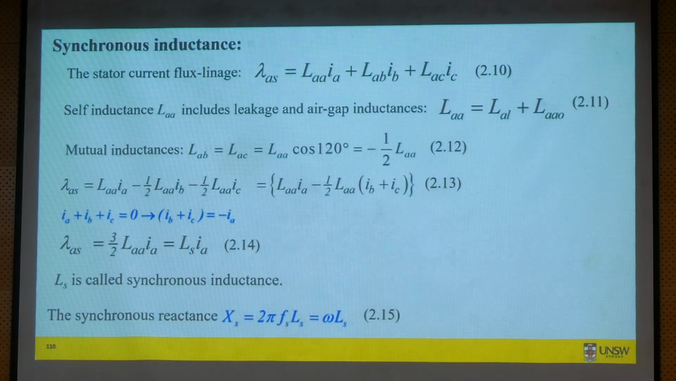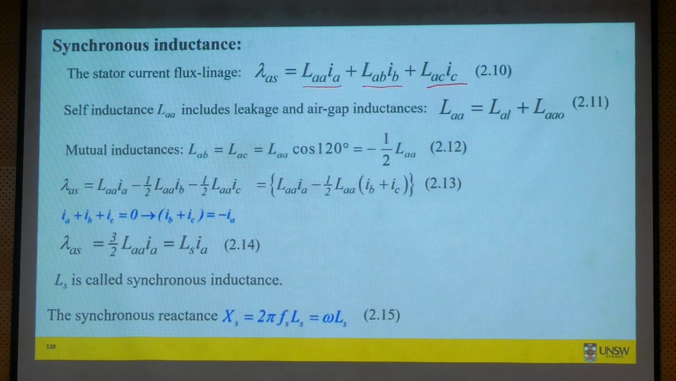We have three phases, right? We will have self-inductance and mutual inductance. So the flux linkage related to the stator current of one phase should consist of the self-inductance times the current of that phase, plus the mutual inductance between the two phases, LAB, times the current in the B phase, plus the mutual inductance between A and C phase times the current in the C phase. So this is your flux linkage related to the stator flux.